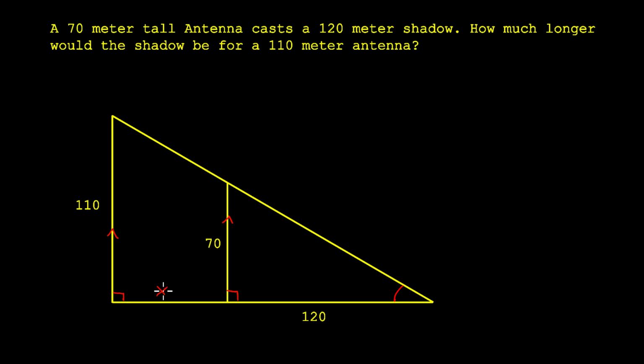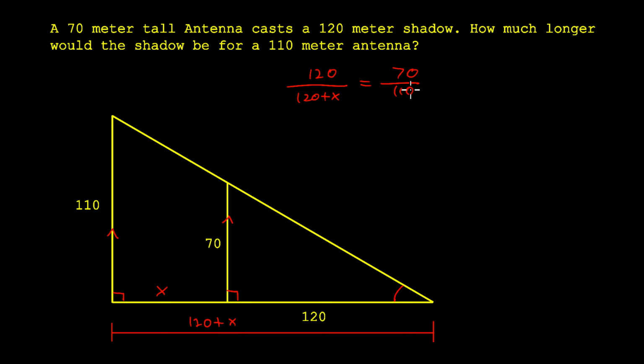Next, we will call this x right here, this line segment between these two, and therefore this whole side is 120 plus x. From there, we will build up our proportion mathematically. So then this side of the small triangle over the corresponding side of the big triangle will be 120 over 120 plus x. And that will equal this side of the small triangle over the corresponding side of the big triangle, which will be 70 over 110.